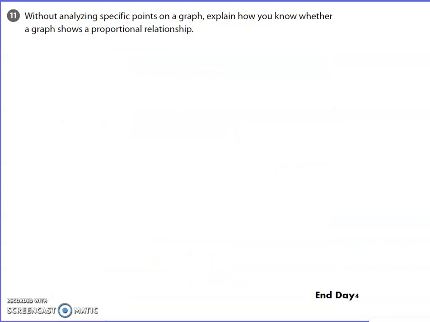This is the last question on page 18. Without analyzing specific points in a graph, explain how you know whether a graph shows a proportional relationship. Oh, I just said that. Has to go through the origin, 0, 0, and it has to be a straight line. Those things have to be satisfied in order for something to be a proportional relationship.